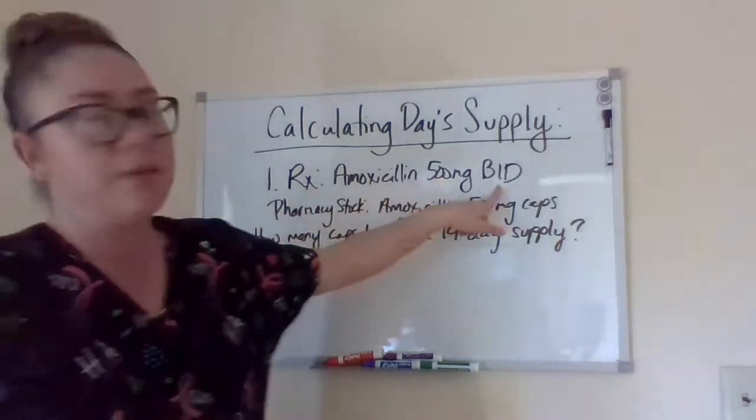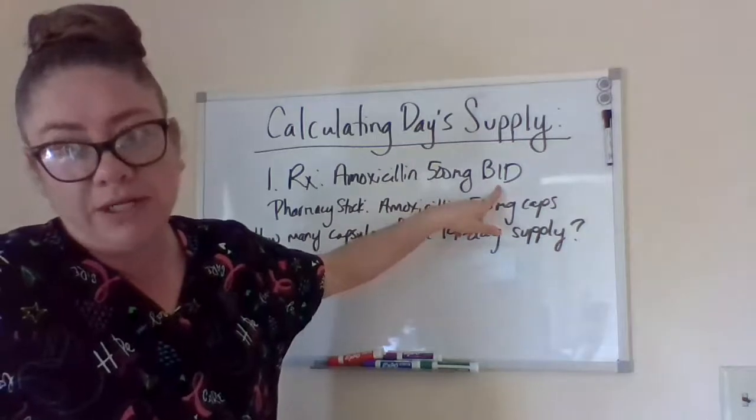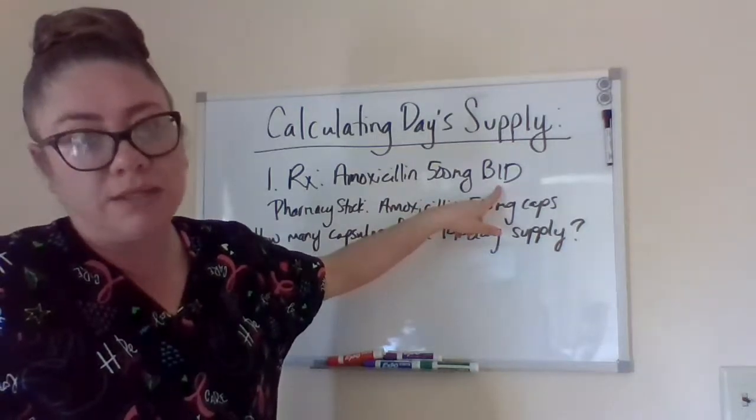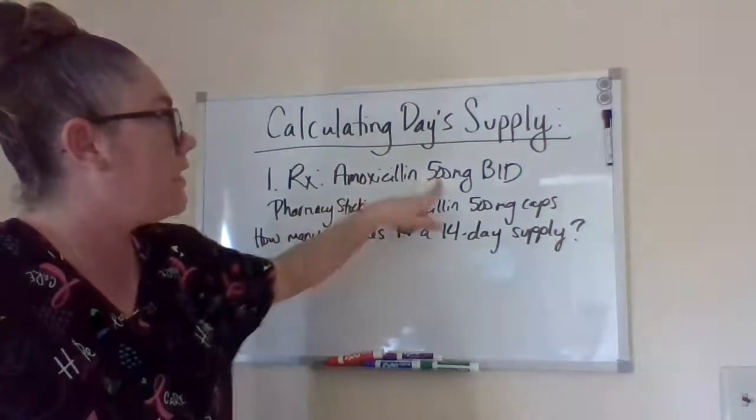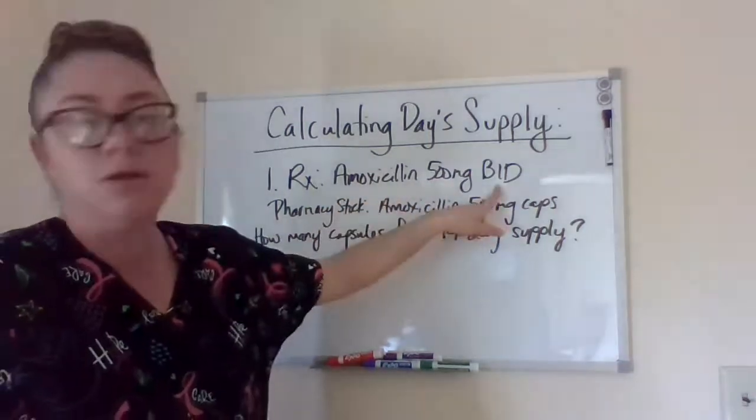Amoxicillin 500 milligrams BID. This is why you need to know your SIG code. So BID is twice a day. So the patient has been ordered to take 500 milligrams of amoxicillin twice a day.